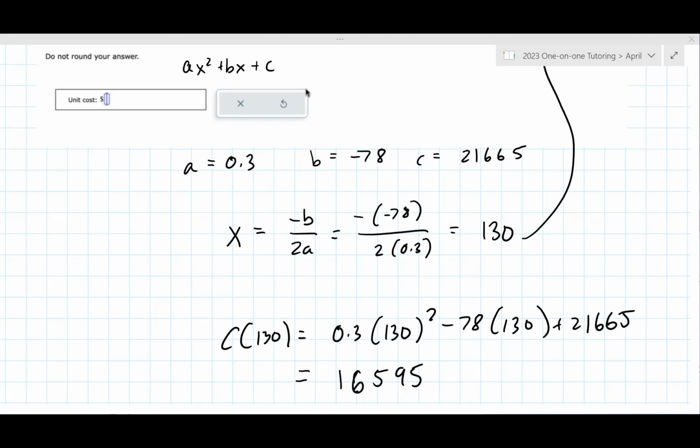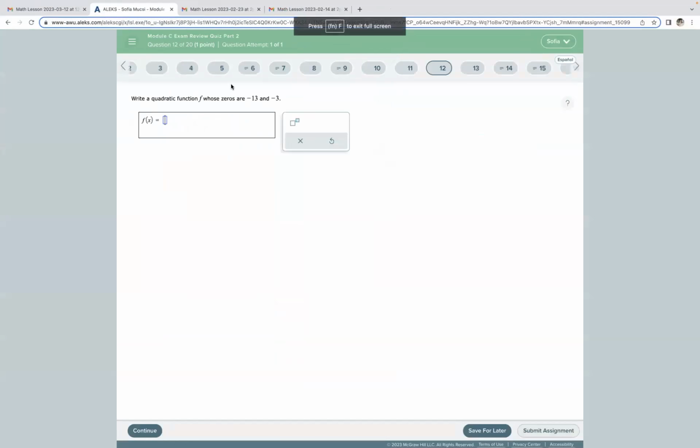Okay, and then I just have one last one that I need clarification on. It's really simple, but I'm just blanking when it's just asking when the zeros are these two values. Okay, let me grab a snip of that.